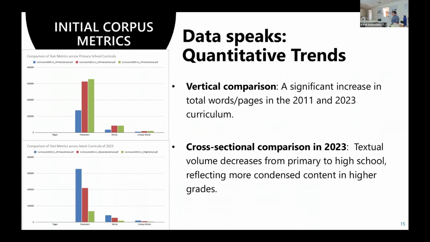where we see that the sheer volume of text has exploded in the 2011 and 2023 curricula. Picture 1 on the left. Interesting is that in 2023, the textual volume decreases as we go from primary to high school, so this is reflecting more concise content in higher grades. It's the bottom picture on the left.